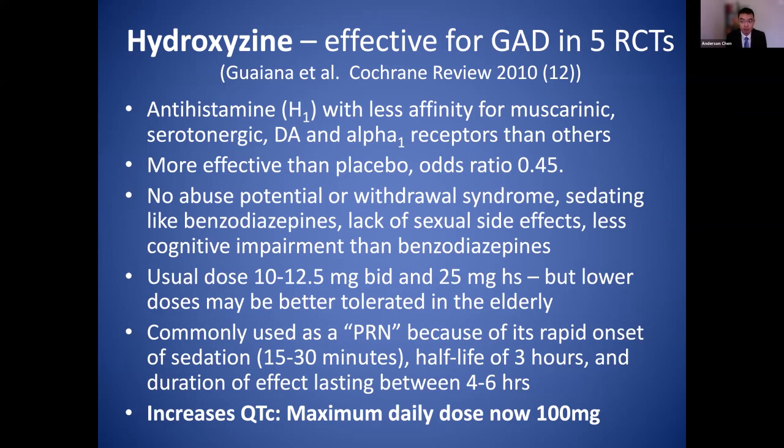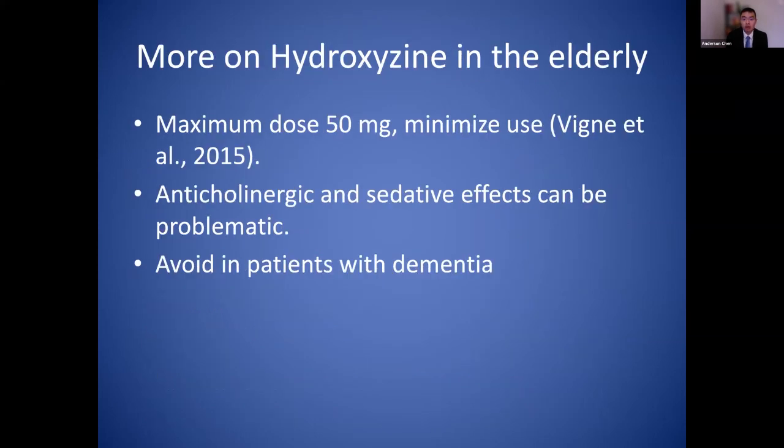You also want to be mindful of QTc prolongation, so it's something you want to check, and the maximum daily dose now is 100 milligrams. So in the elderly, considering the studies showing at what dose it worked, we recommend a maximum dose of 50, minimize the use because we're cognizant that the anticholinergic and sedative effects can be problematic. And of course, you want to avoid this in patients with dementia because of these anticholinergic side effects.